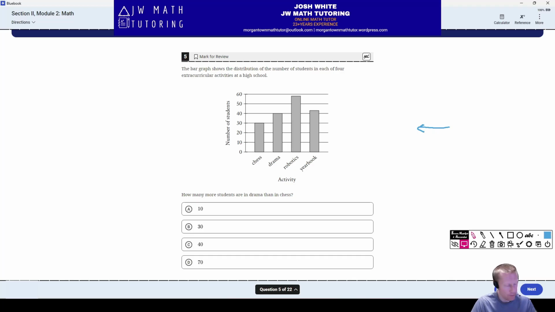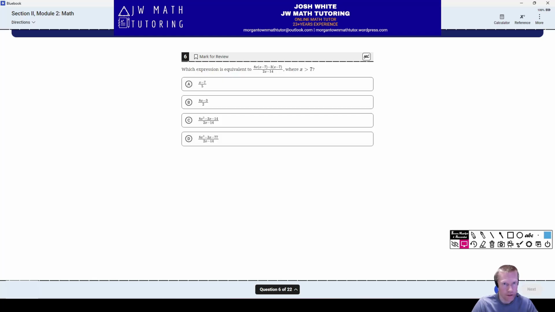Number 5, we have a bar graph. This question wants to know how many more students are in drama than in chess. So notice the number in drama is going to be 40. The number in chess is going to be 30. So how many more is that? Well, just subtract them. 40 minus 30, you get 10. The answer is letter A, and we can move on to the next question.